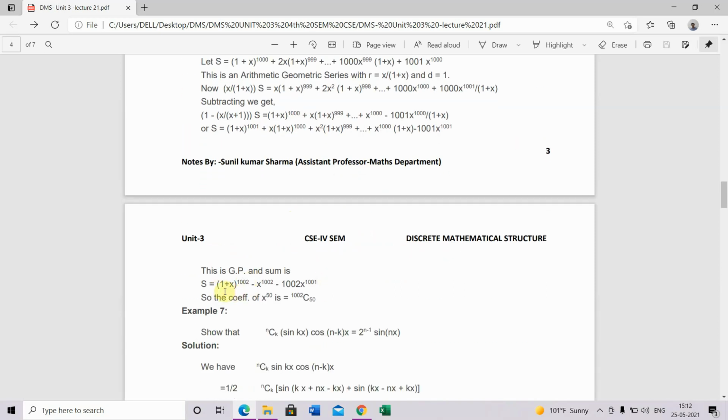This is a GP, and its sum gives S equals (1 + x)^1002 minus x^1002 minus 1002 times x^1000. So the coefficient of x^50 is 1002C50.